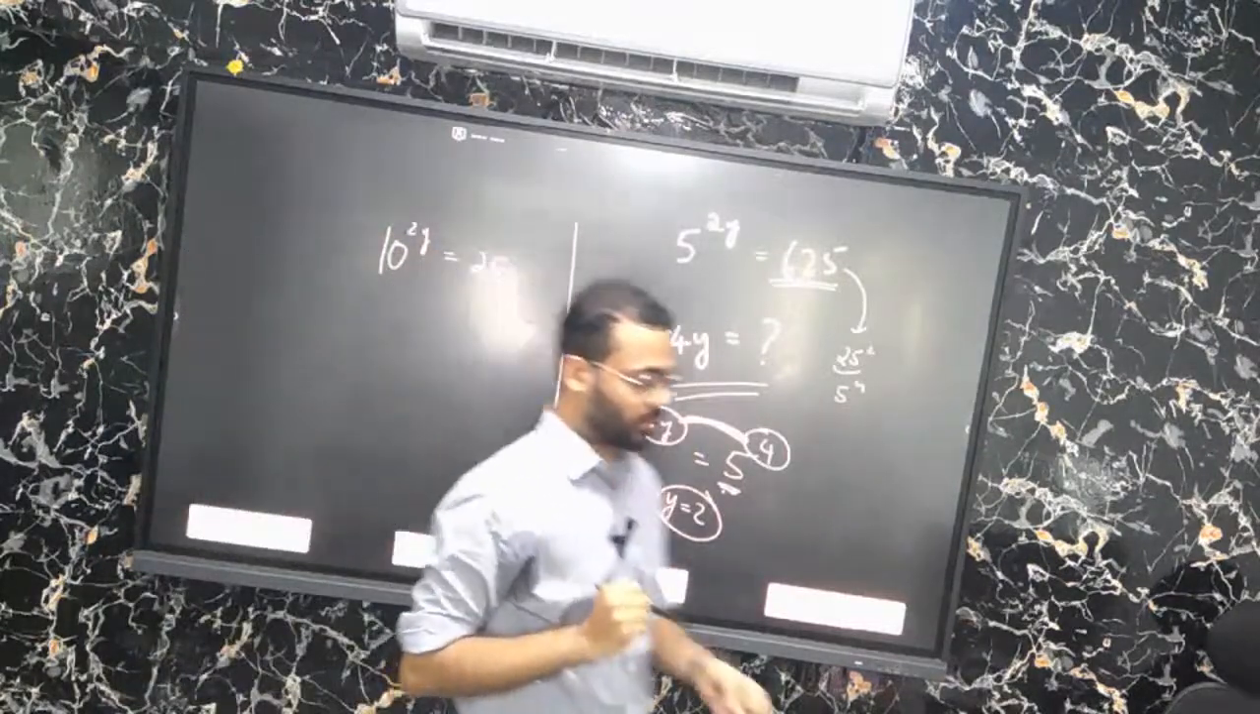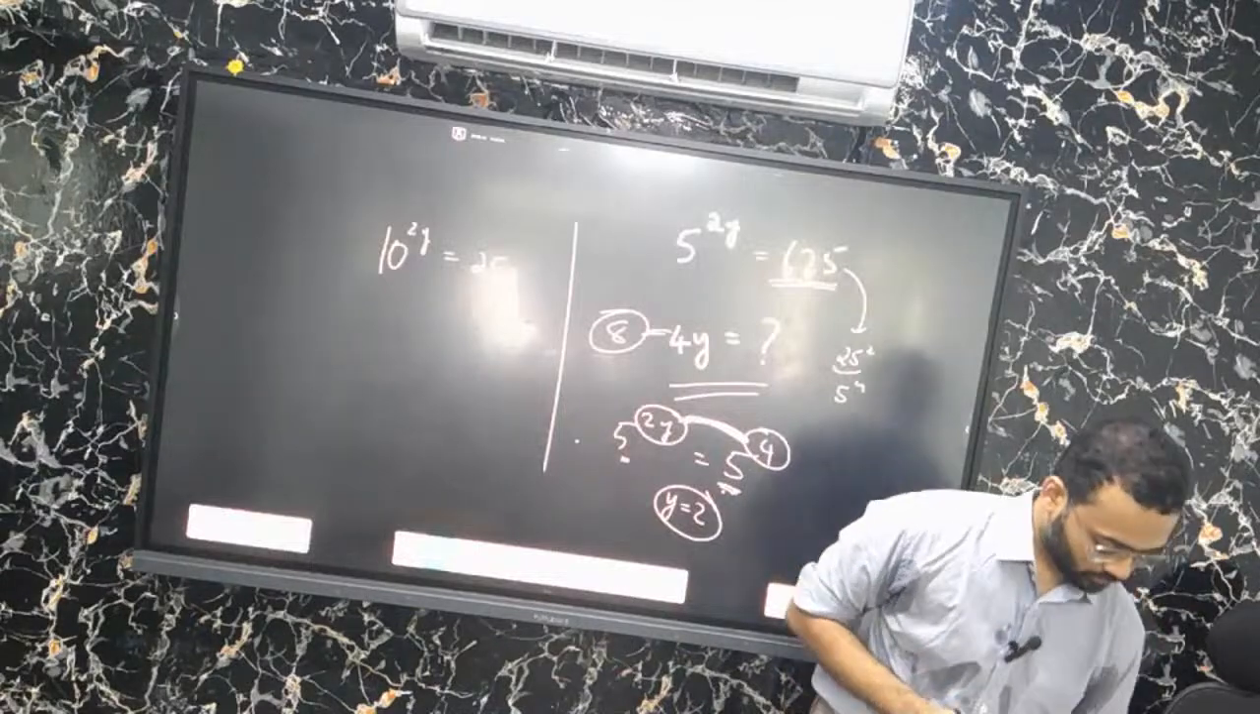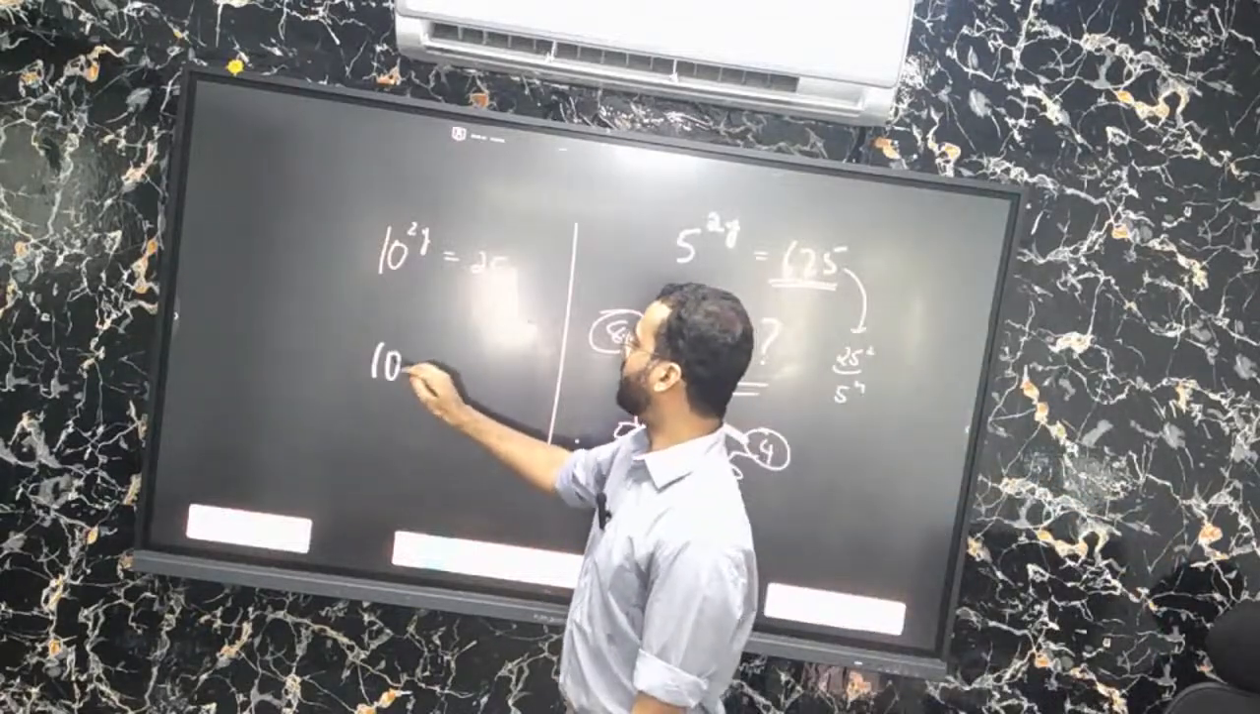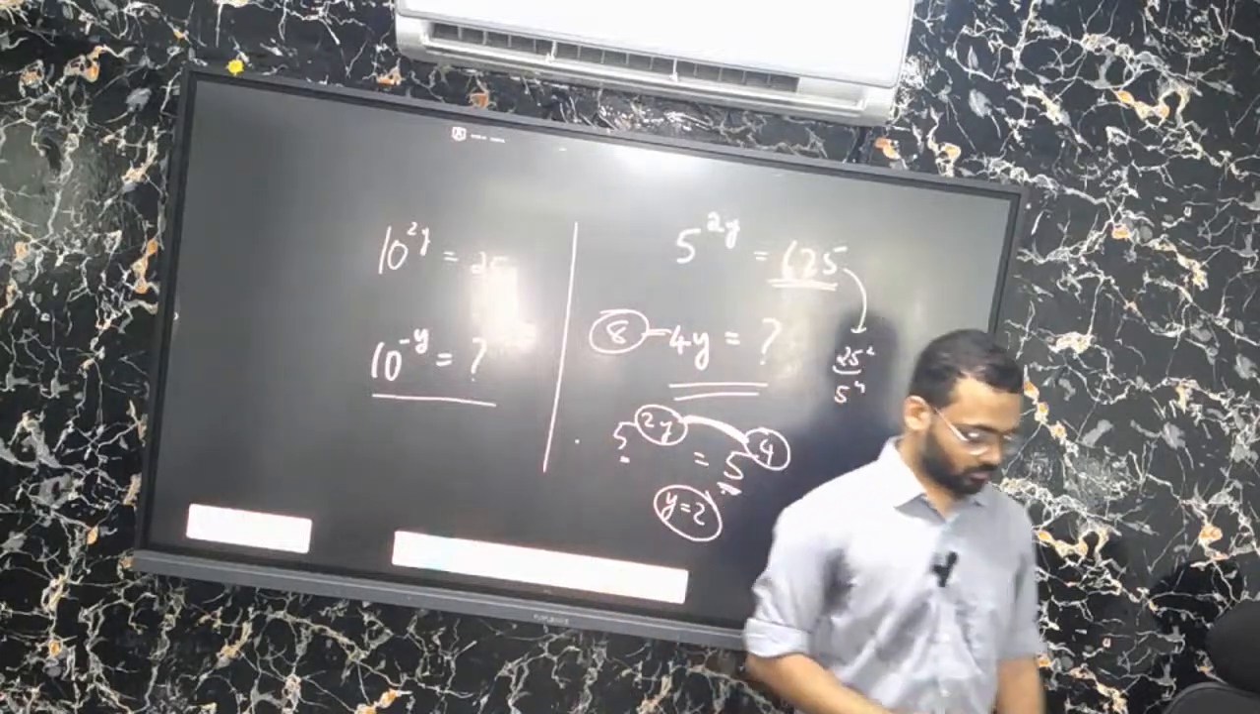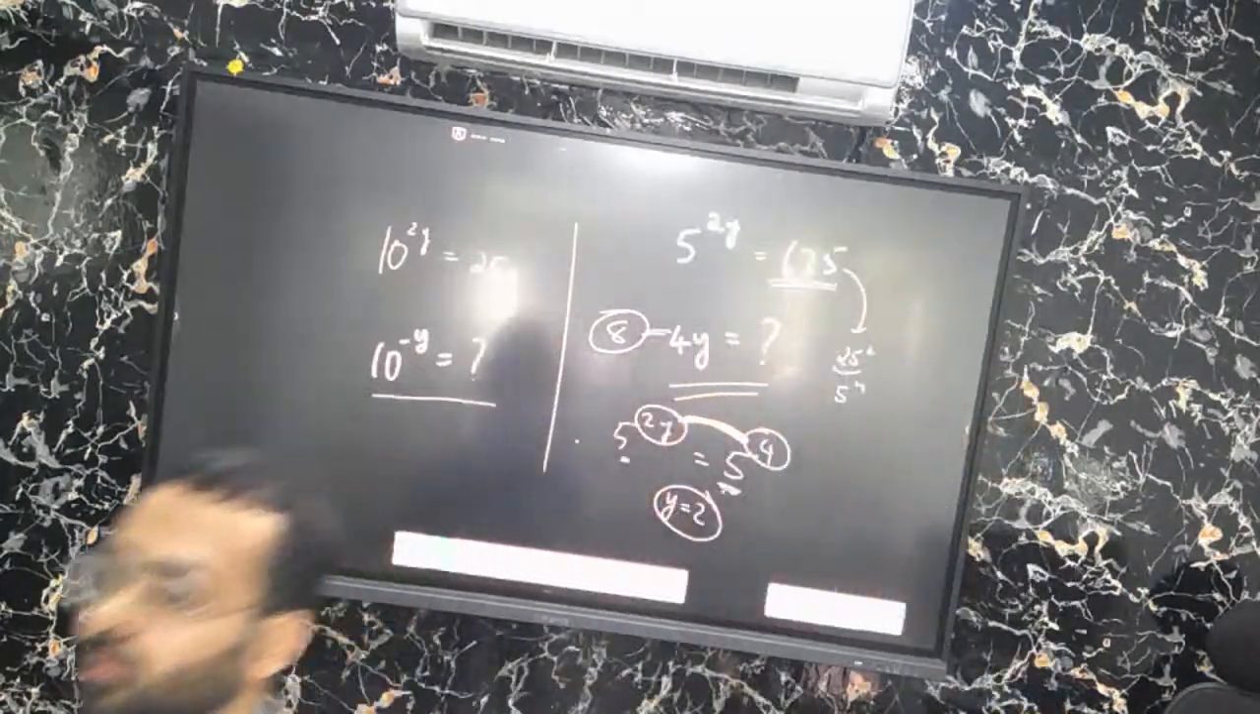Okay. 10 power 2y is 25. I want you to solve. Tell me what 10 power minus y will be equal to. Solve this.